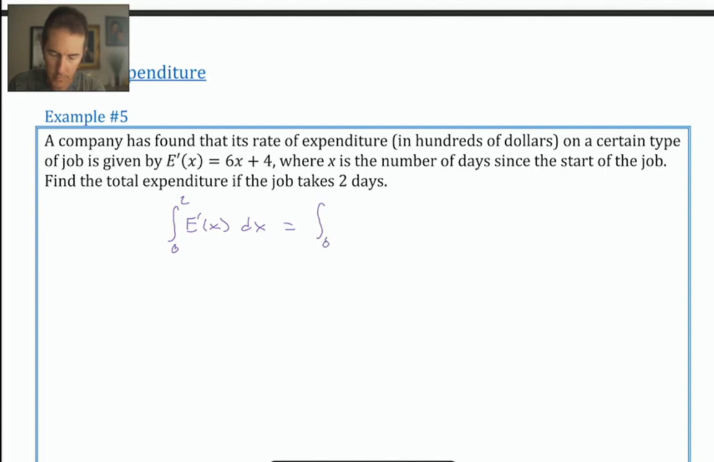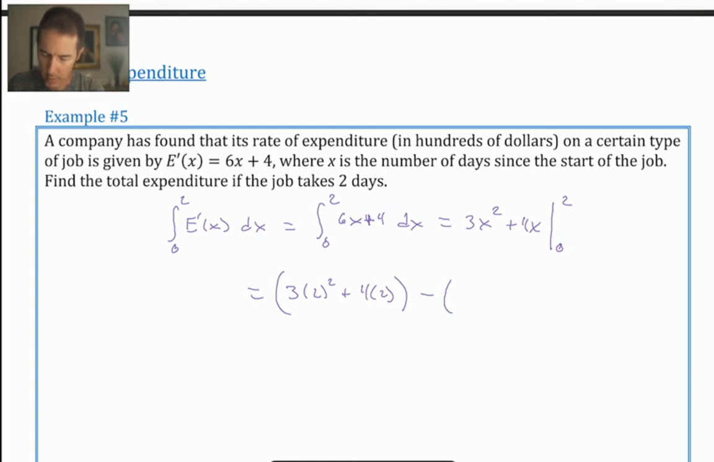That's the same thing as integrating from 0 to 2 the function 6x plus 4, with respect to x, which is equal to the antiderivative of 6x plus 4, which is 3x squared plus 4x, and we're going to evaluate that from 0 to 2, which is equal to 3 times 2 squared plus 4 times 2, so I'm plugging in the upper limit of integration first, minus, let's plug in the lower limit of integration, that's 3 times 0 squared plus 4 times 0.